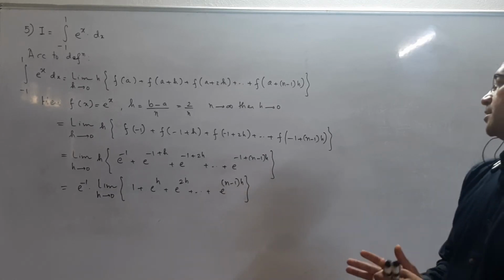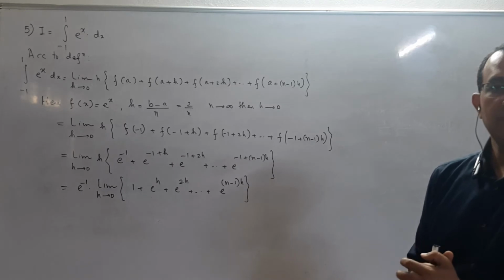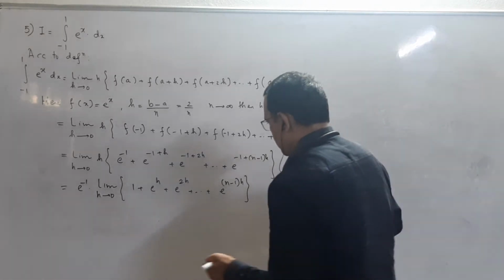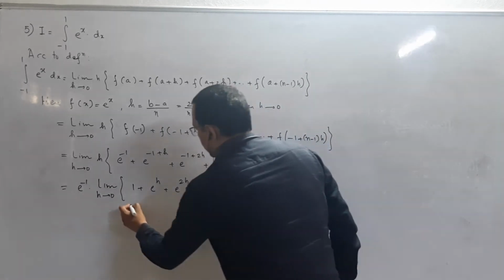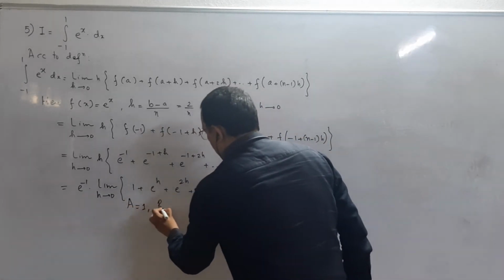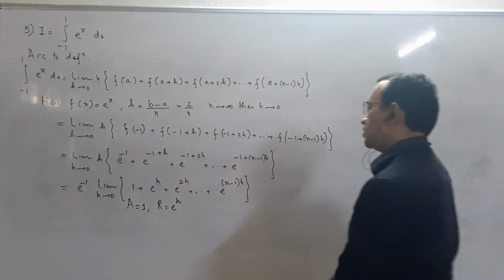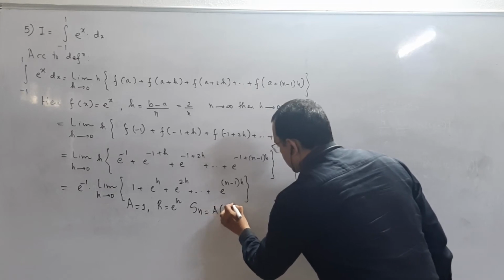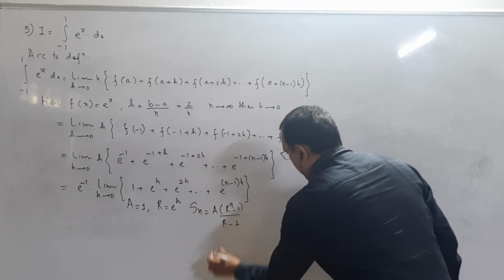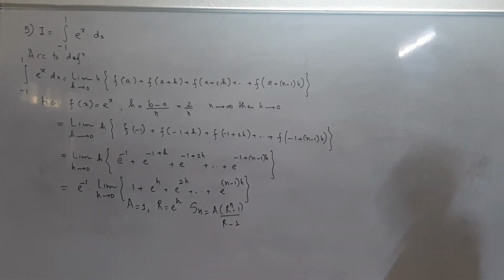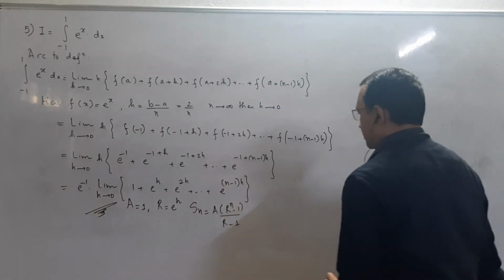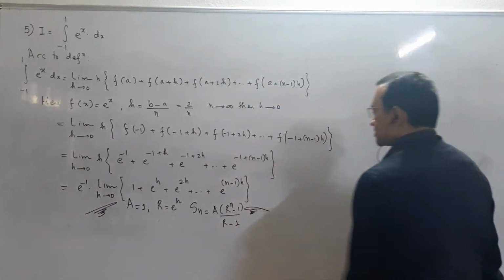Now students, the next part of the sum is geometric progression. This is the GP, where the first term is 1, common ratio is e raised to h, and the sum of n terms of the GP is a into r raised to n minus 1 upon r minus 1. This we have already studied, students, in 11th standard chapter 9. So this is to be perfectly remembered as well as memorized.